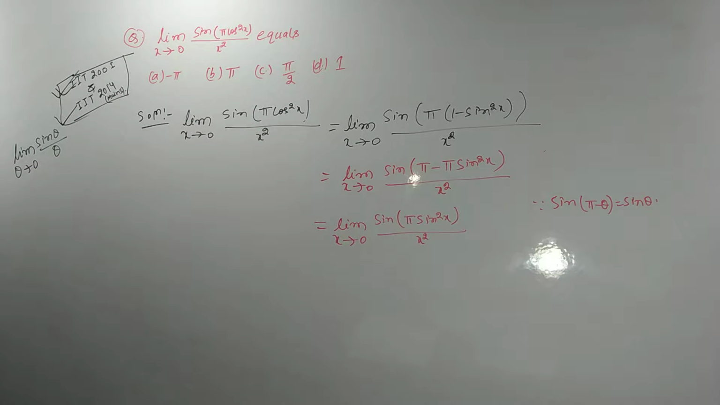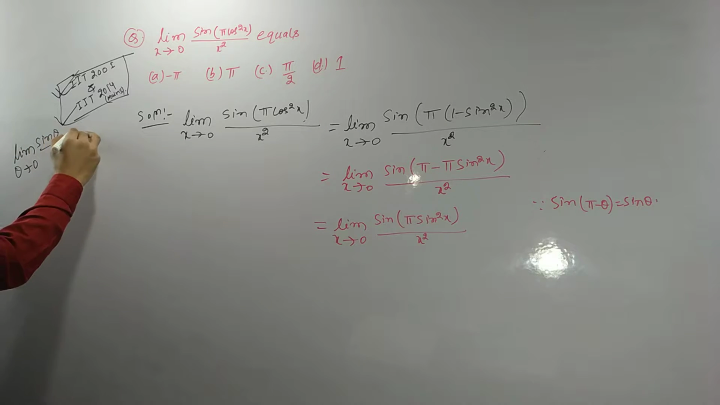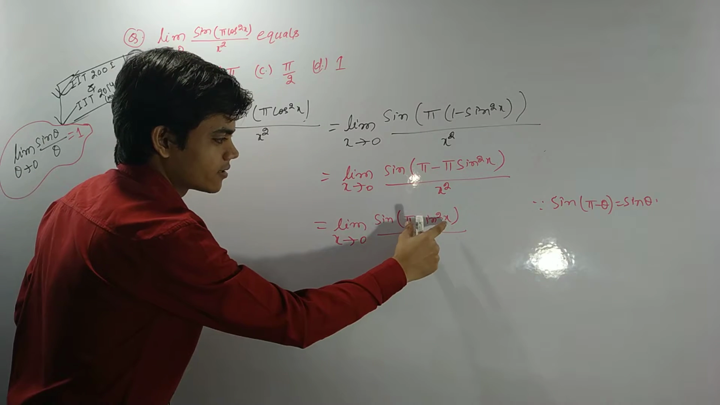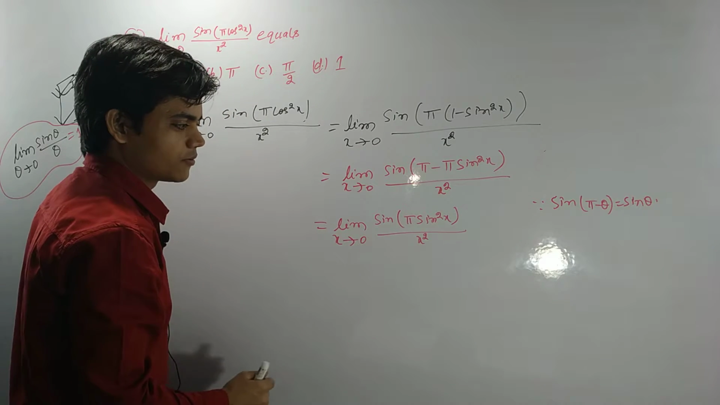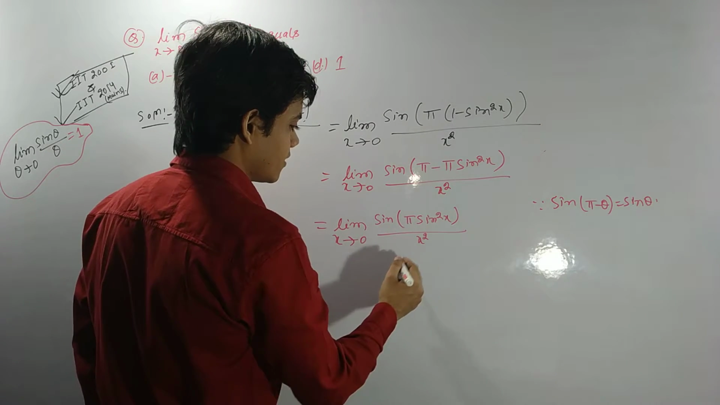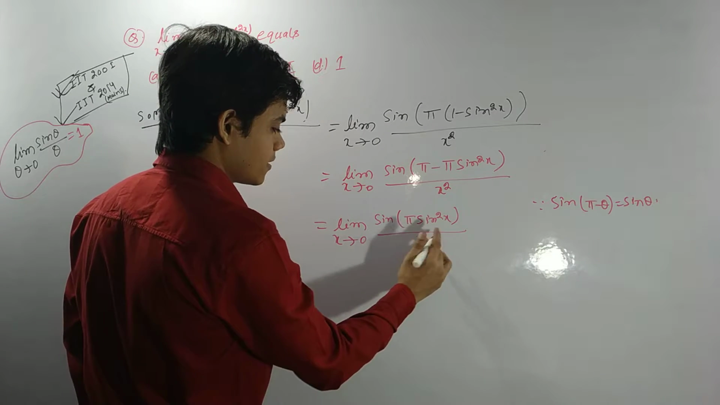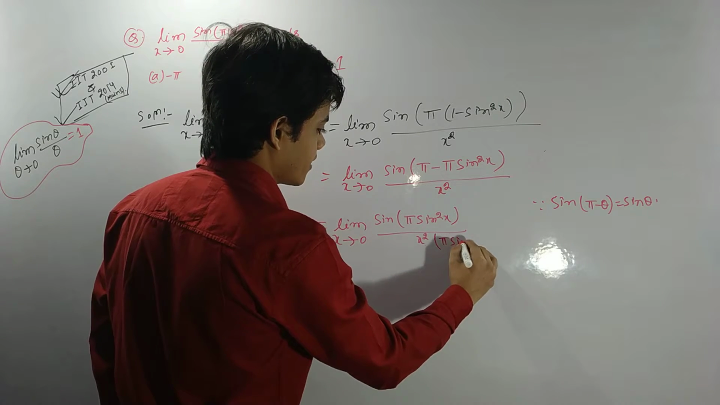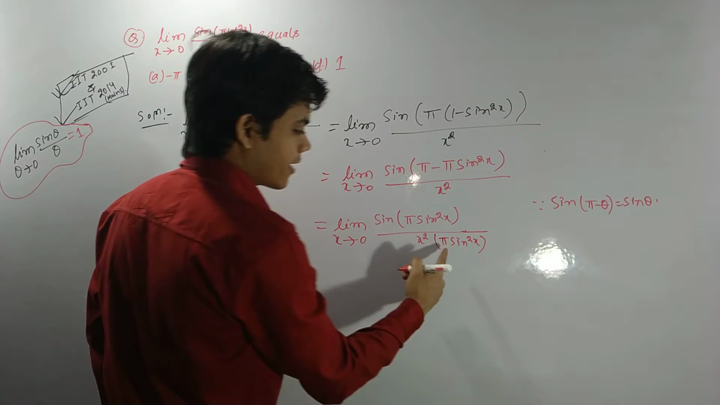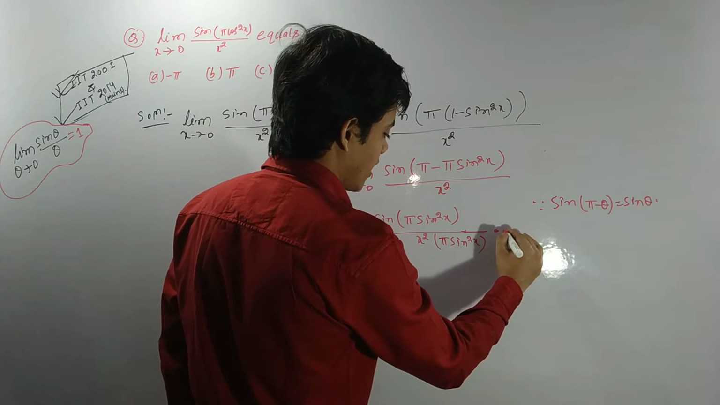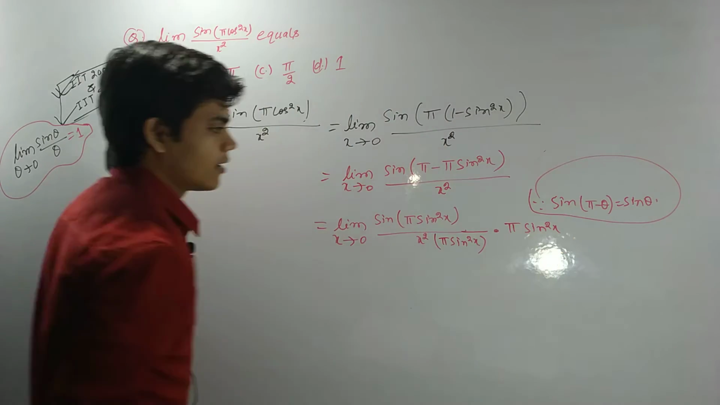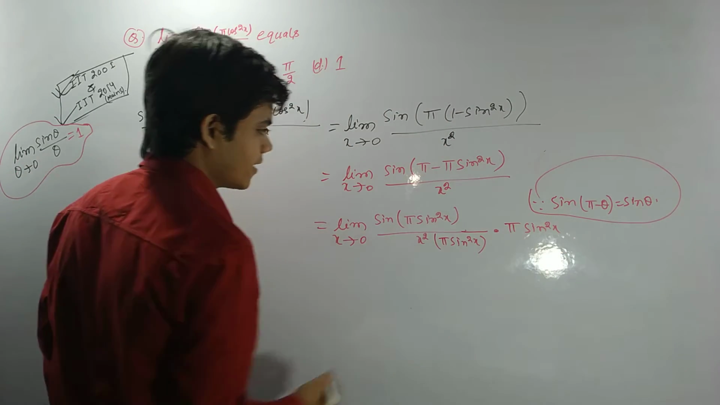Is this all right? Now we are going to do this thing. Here is sine of this, so what will you do? You should do one thing here: divide by pi sine square x. And as you have divided by this, therefore you have to multiply with pi sine square x. Alright.